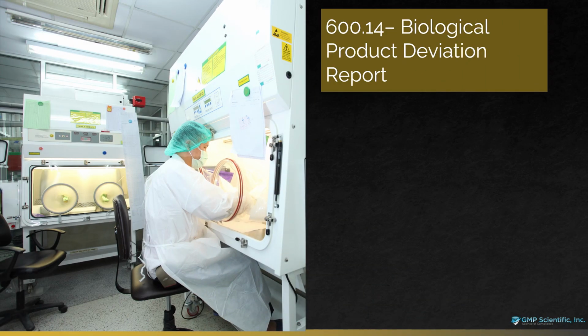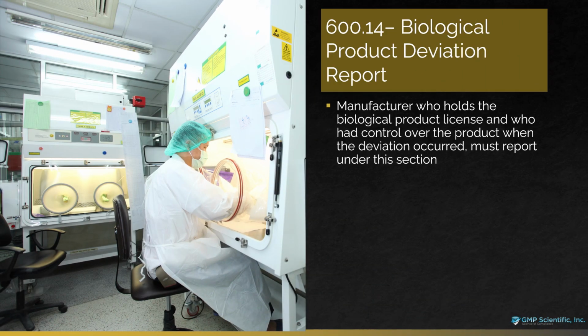For licensed biological products, Section 600.14 requires reporting of certain deviations that may affect safety, purity, or potency. These reporting requirements are closely tied to investigation outcomes and emphasize timely, accurate evaluation of deviations.